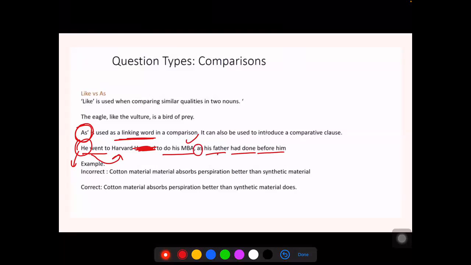So that means his father had done the same thing, not similar, same, right? This is something which is similar. This is something which is same. So there's a very little difference, but sometimes people get confused about how to use "as" and "like" in sentences, right? I'll give you another example.